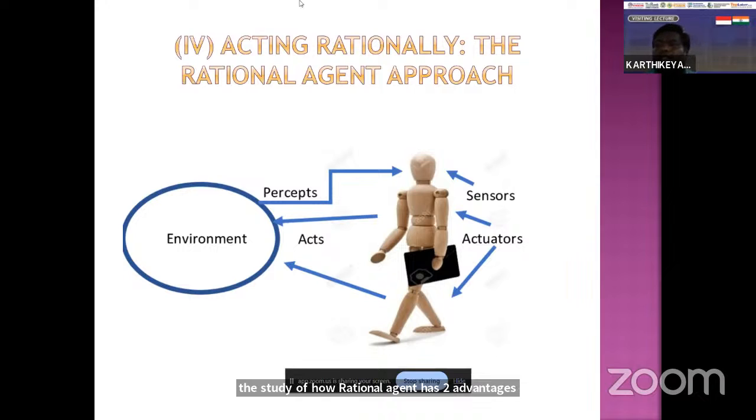The study of rational agents has two advantages. First one is that the correct inference is selected and applied. And second one is that it concentrates on scientific development rather than other methods. So mainly the concept is a software program designed to interact with the environment, to perceive data and to take action based on the data to achieve specific goals. It simulates intelligent behavior and can be a simple rule-based system or as complex as advanced machine learning models.